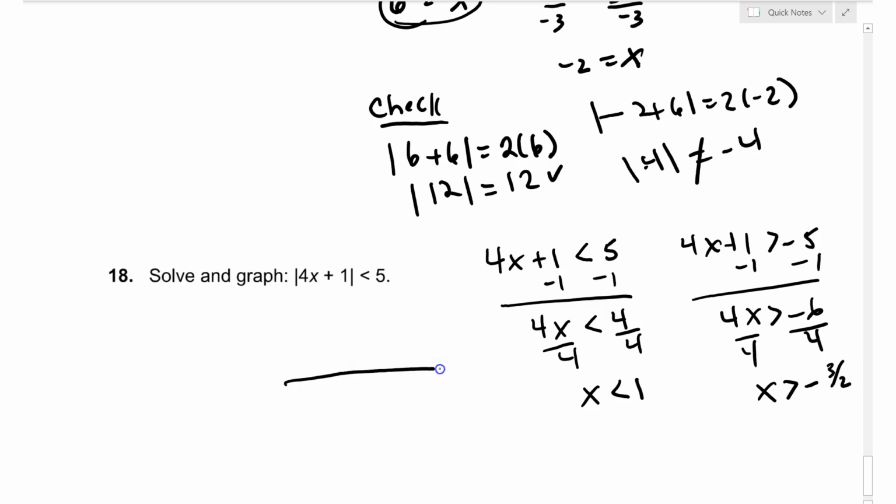And I'm looking at this, I think we did this already. So it's 1, negative 3 halves, and it's greater, so it goes this way, and it's less than, it goes this way.